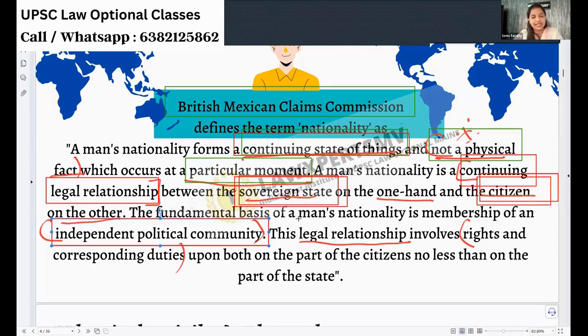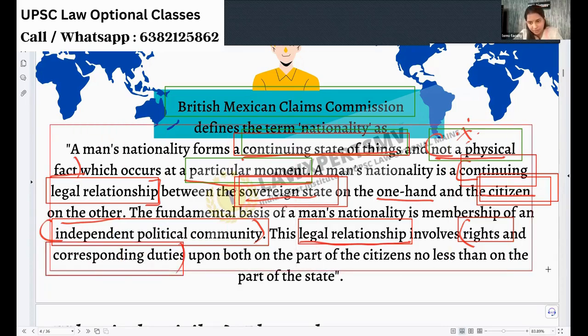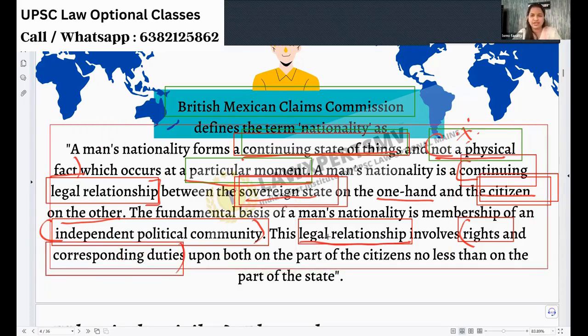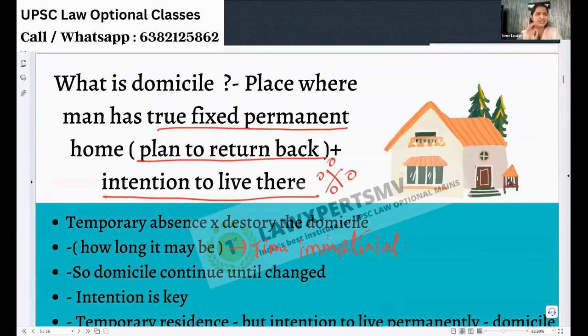Okay. And this legal relationship, what it has, it involves rights and corresponding duties. Okay, so this definition is also quite important. After the class, you read twice and just cull out the ingredients, you will remember it. Okay, now we saw the definition of nationality.